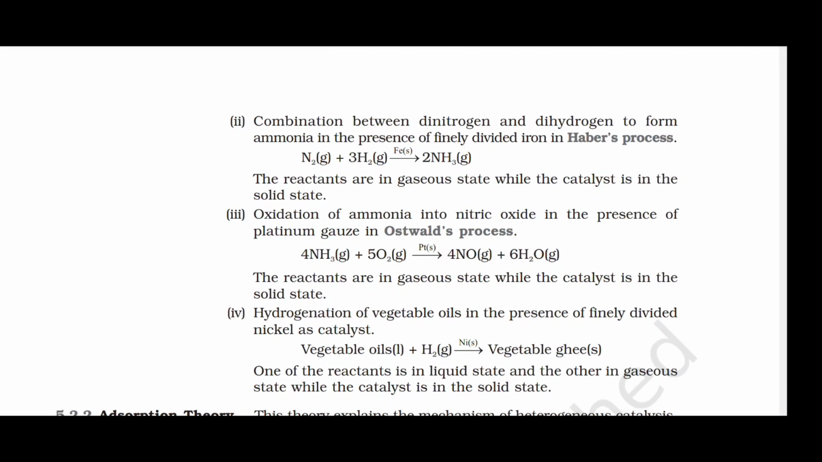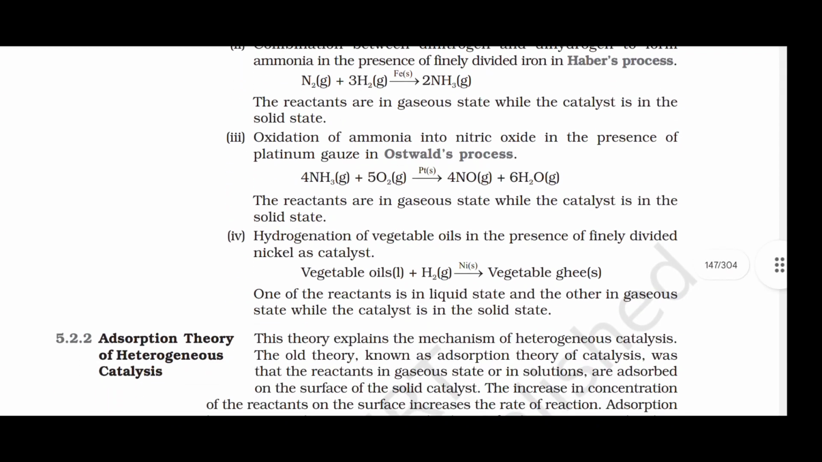ओके. थर्ड, oxidation of ammonia into nitric oxide in the presence of platinum gauze in Ostwald's process. अगेन अगर आप देखोगे तो अमोनिया और ऑक्सीजन जो यूज हुआ है, रिएक्टेंट्स आर इन गैशियस फेज, वेरेज जो कैटलिस्ट यूज हुआ है वो सॉलिड फेज में, प्लैटिनम गॉज.